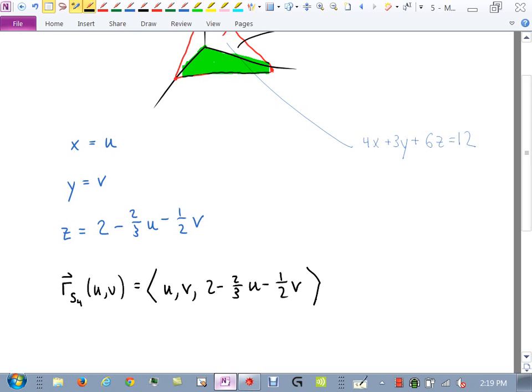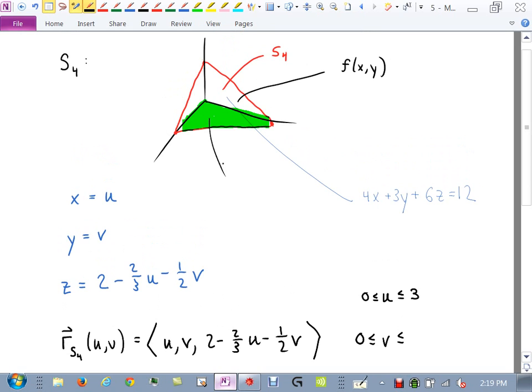And our restrictions, let's write them out explicitly because I've just said what they are. I haven't written them. U's between where and where? 0 and, u is x, right? What does x go between? 0 and 3, right? What's my v go between? 0 and, careful.